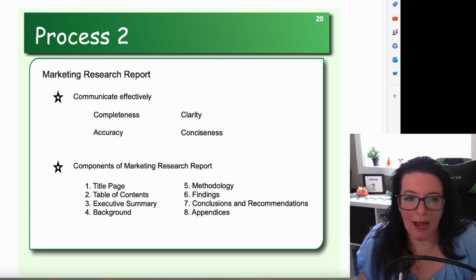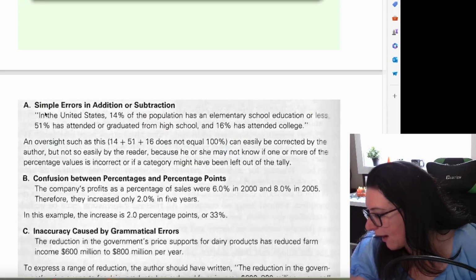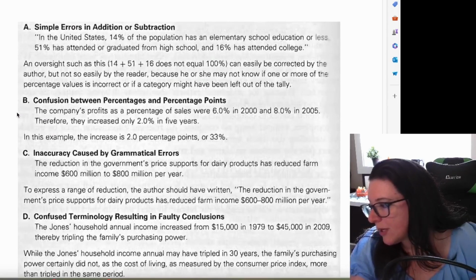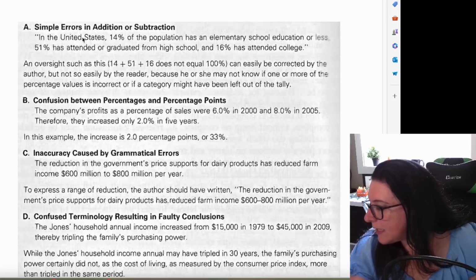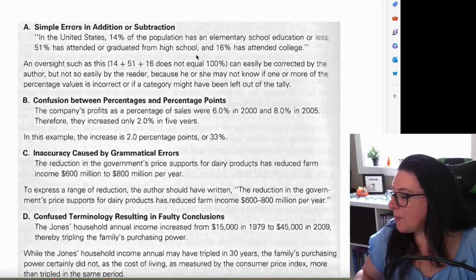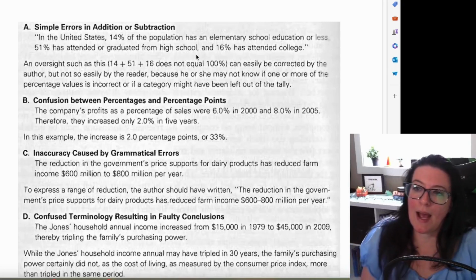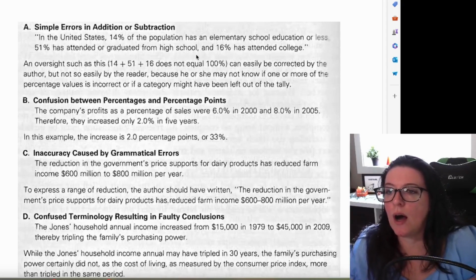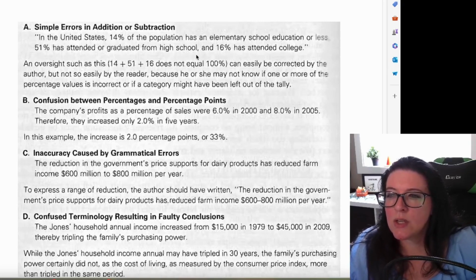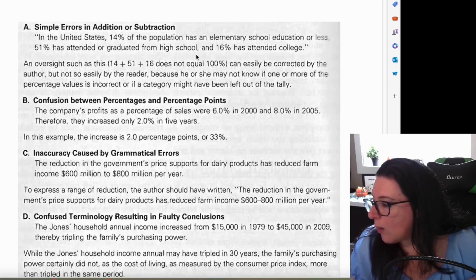So we need to look at what we mean by accuracy. And I'll come back to this slide, but let's just look at some errors. So, for example, this statement here, in the United States, 14% of the population has an elementary school education or less, 51% has attended or graduated from high school, 16% has attended college. The challenge with that wording is that if we add those up, they don't equal 100%. So it's not entirely clear to the reader what we're talking about here.